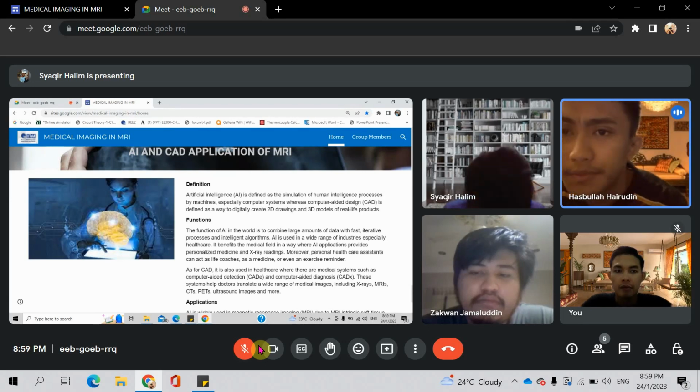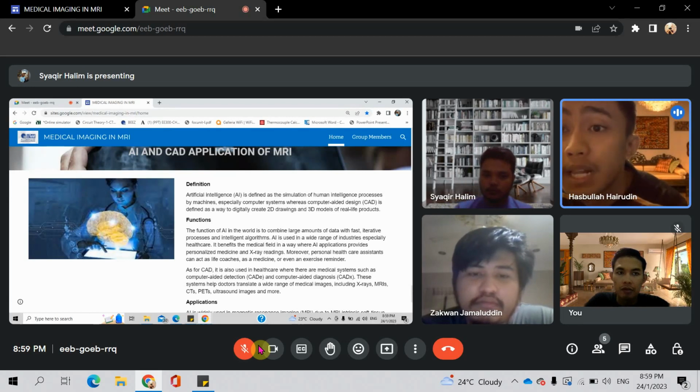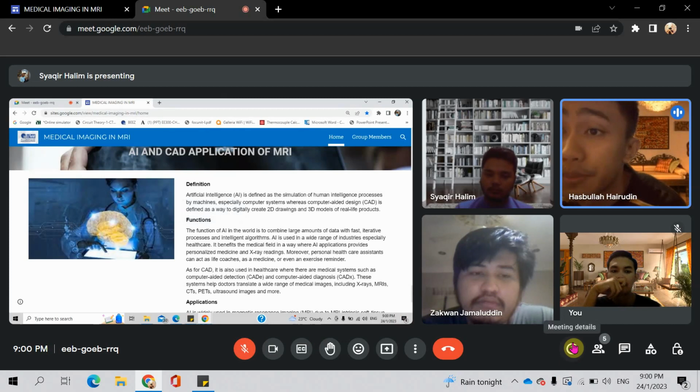So what is the function of AI and CAD? The function of AI in the world is to combine large amounts of data with fast iterative processes and intelligent algorithms. AI is used in a wide range of industries, especially healthcare. It benefits the medical field in a way where AI applications provide personalized medicine and X-ray reading. Moreover, AI also can act as our personal care assistant. They can act as life coaches, as a medicine or even an exercise reminder.